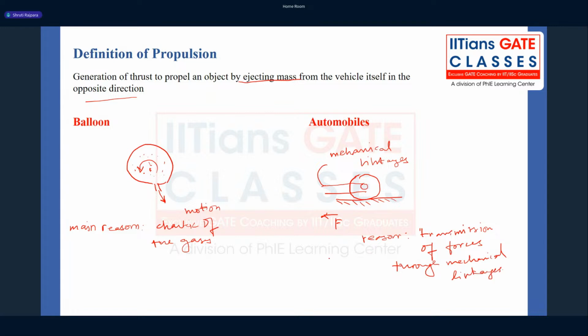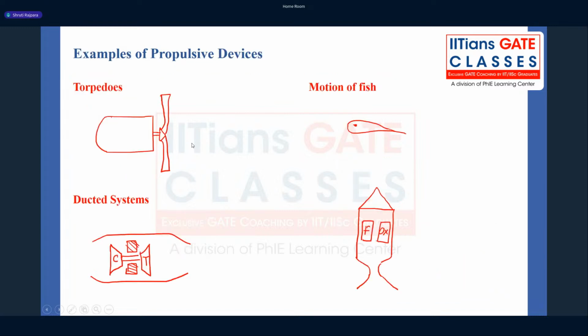So this cannot be considered as an example of propulsion, because there is no ejection of mass happening, which is basically the reason for the forward motion. The reason for the forward motion is just the involvement of mechanical linkages, which transfer the forces. So automobiles, although they get a forward motion, although they are moving, we cannot consider them under the definition of propulsion. Similarly, these are a few examples which we can consider.